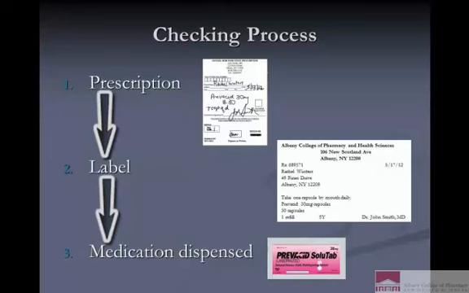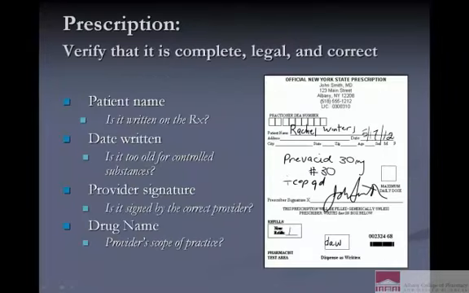Make sure that you're comfortable with the process of checking for prescription errors and omissions. This will guarantee that you can systematically find problems. When looking at a prescription, verify that it is complete, legal, and correct. Check to make sure that the patient name is listed on the prescription. Also make sure that the date written is correct. Remember that this is important when you're looking at prescriptions for controlled substances.